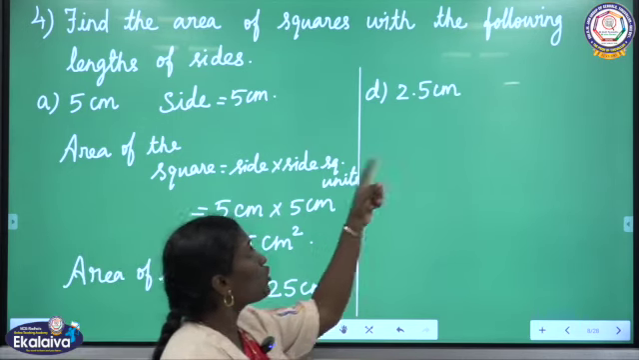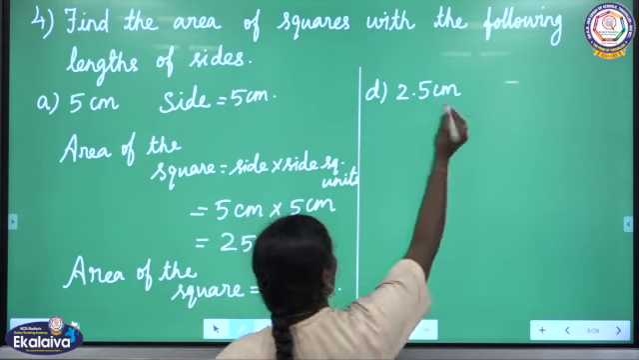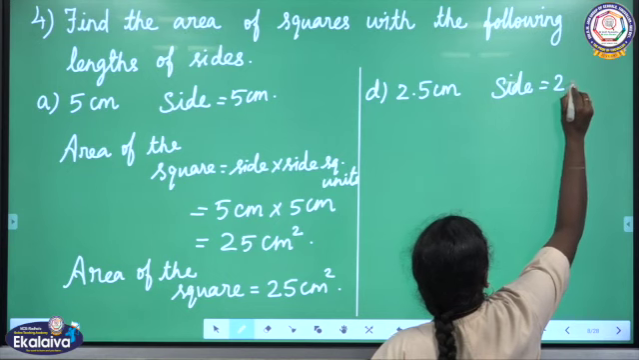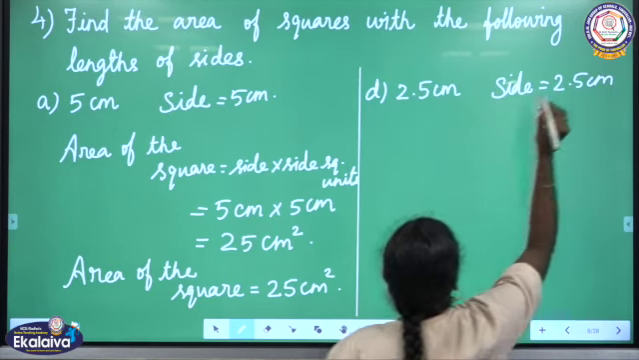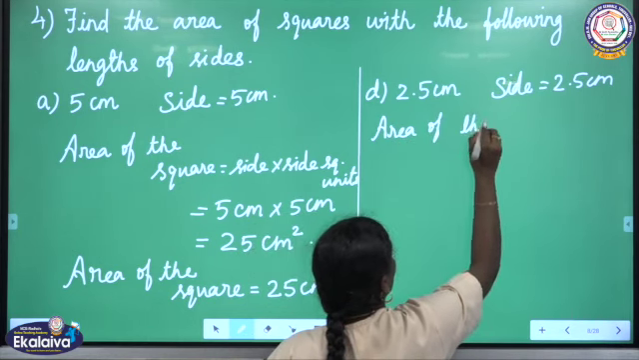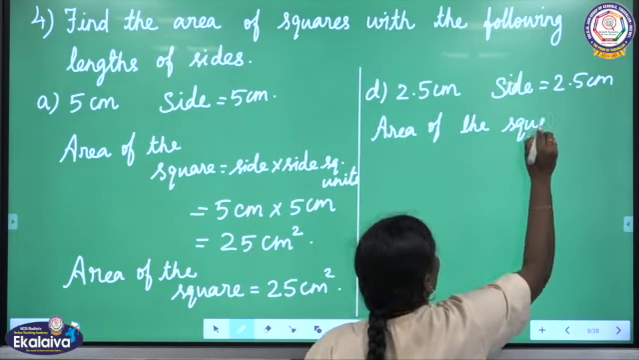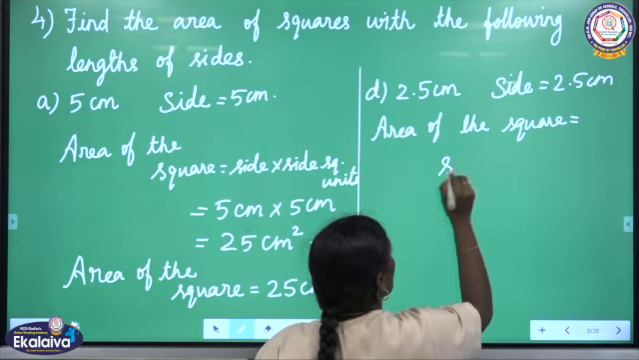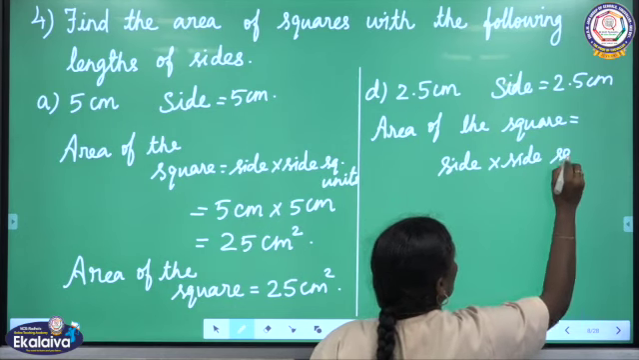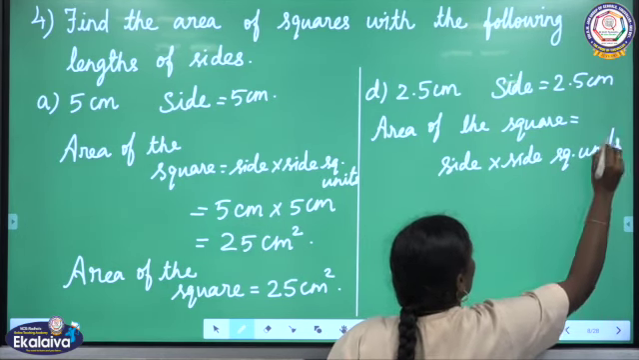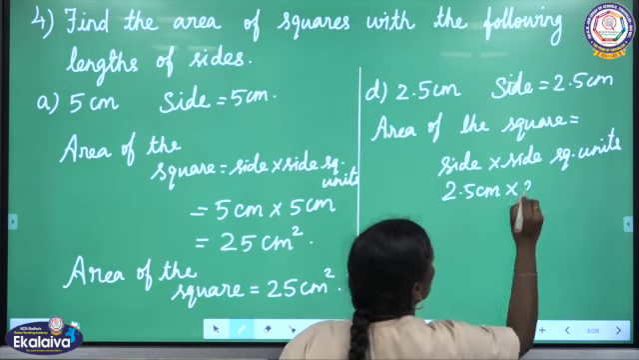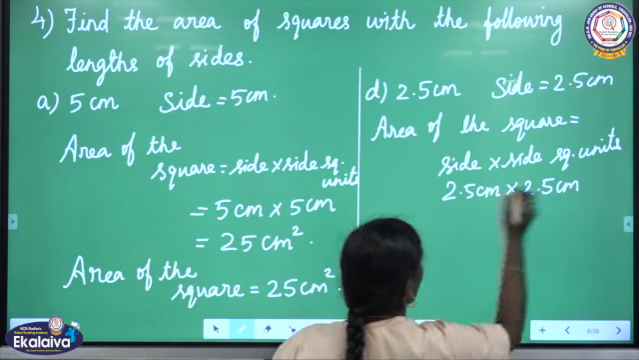The next one, 2.5 centimeter. Here we are having a decimal number. So here side is equal to 2.5 centimeter. So area of the square is equal to, what is the formula? Side into side square units. So here 2.5 centimeter into 2.5 centimeter.